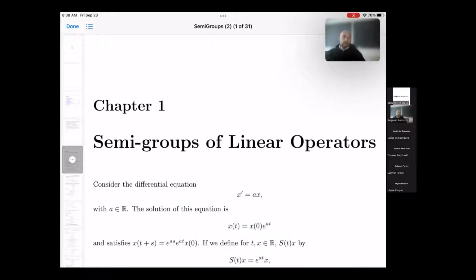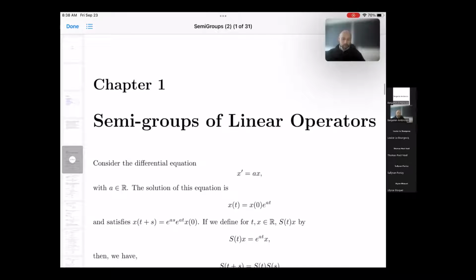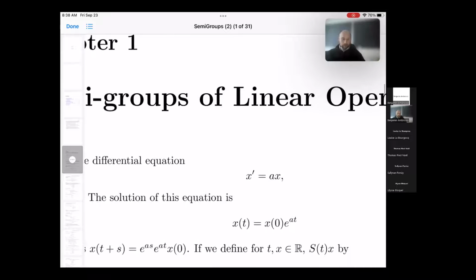So for the first chapter, we are going to study the semigroups of linear operators. To introduce the topic, it's interesting to come back to the single linear equation. You look for a function such that when you take the derivative, it's a real number a times the function. So this is the very classic, the simplest linear differential equation.